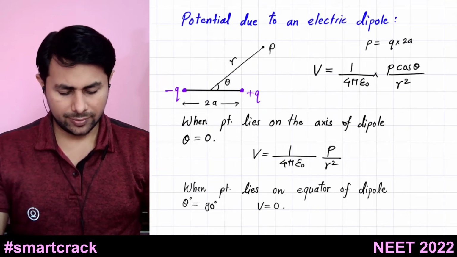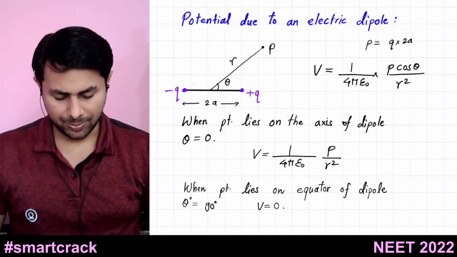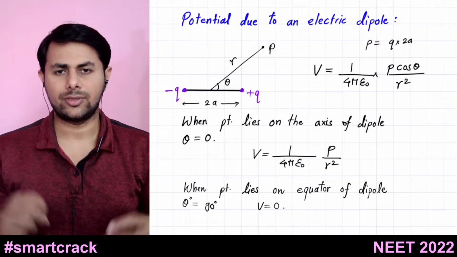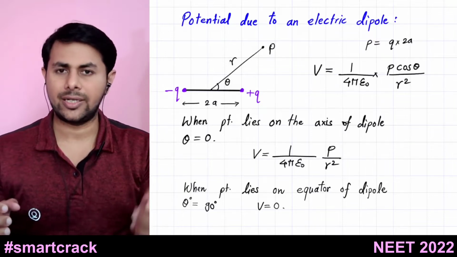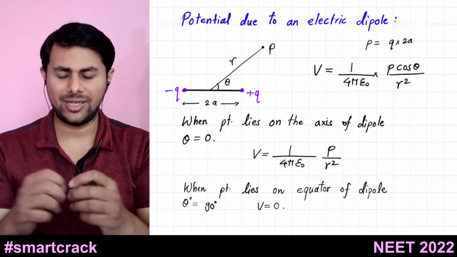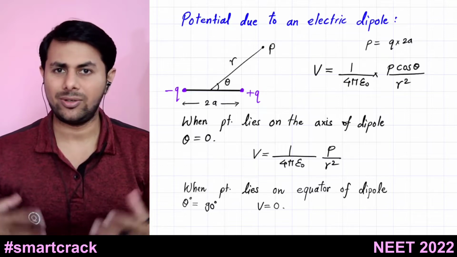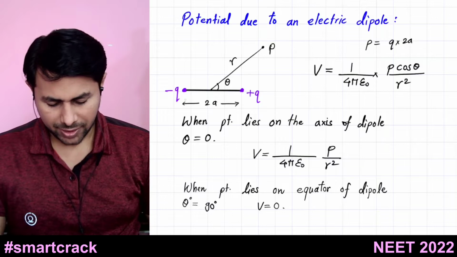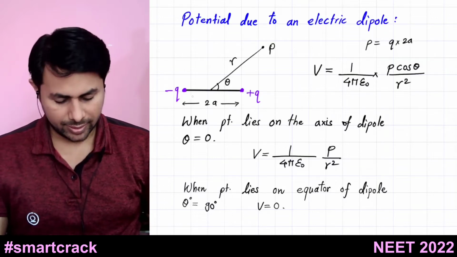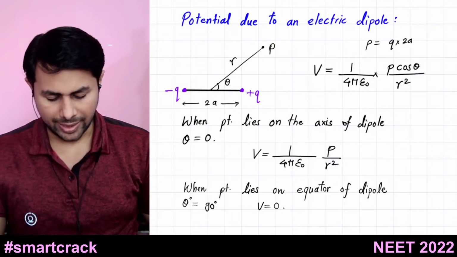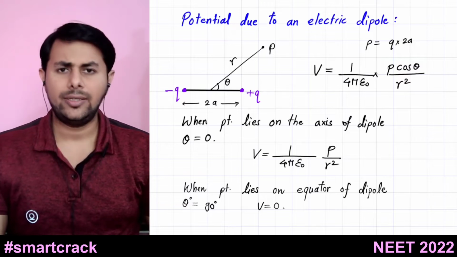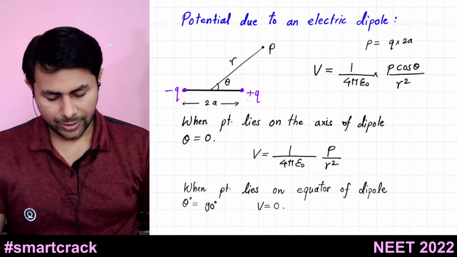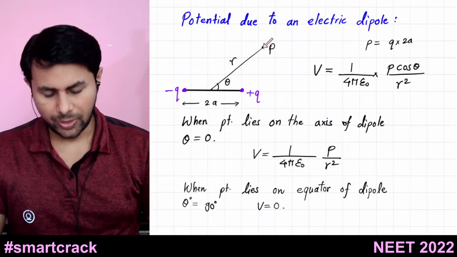So similarly, we can have a dipole, okay, a positive charge separated from a negative charge of the same amount by some distance, known as a dipole. We know this well. This is a positive charge plus q separated by some distance 2a from minus q. And we want to find out the potential of this system at this point P.